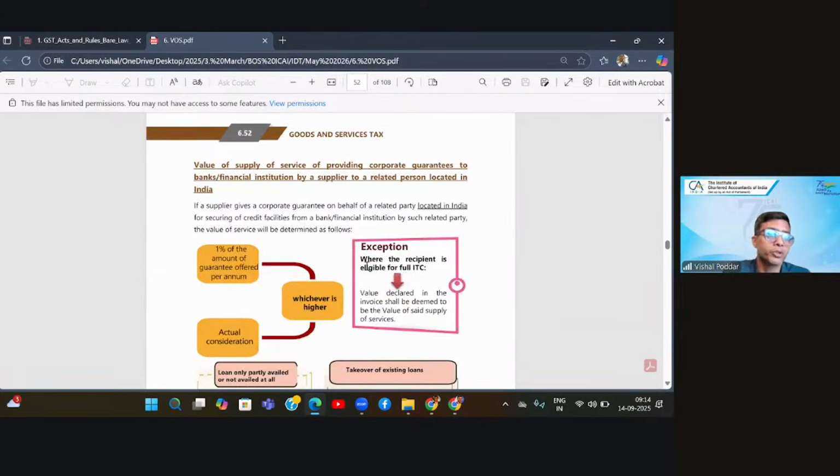Now coming to another issue in this category, that is the value of corporate guarantee service. Now what is this corporate guarantee? Let us first understand this, then we will see what is the valuation and all given over here. So the corporate guarantee is what?